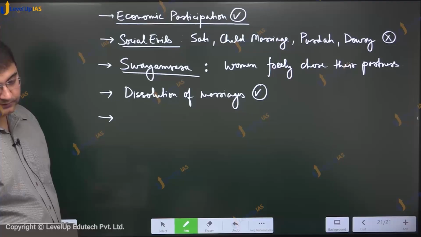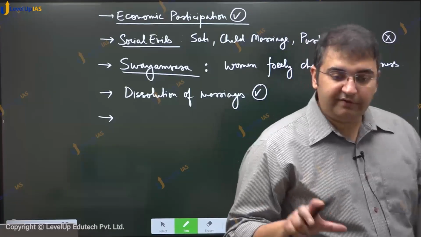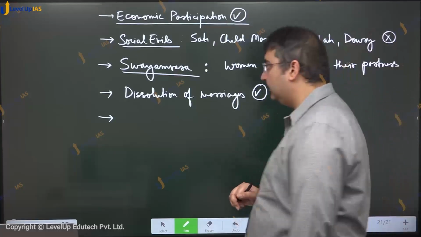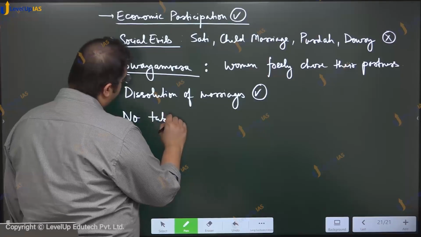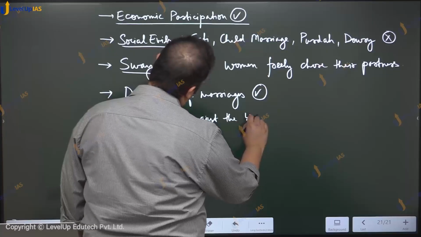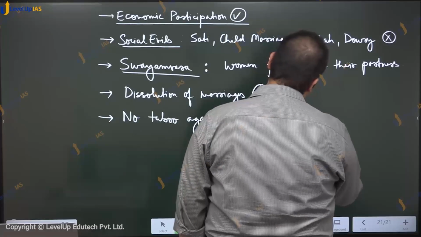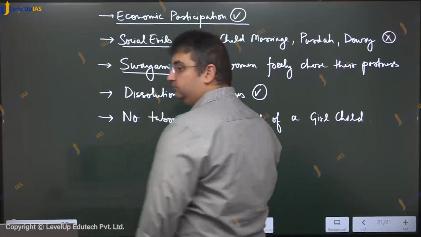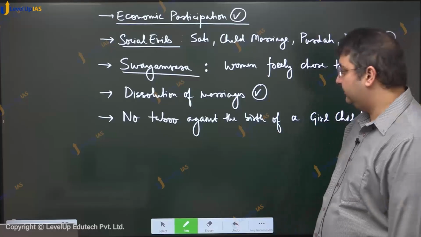Further, unlike later periods when the birth of a girl child was considered to be a burden, यहाँ पे कोई ऐसा prejudice था? नहीं था. So there was no taboo against the birth of a girl child. Female infanticide ये सब होता था? None of these things took place.